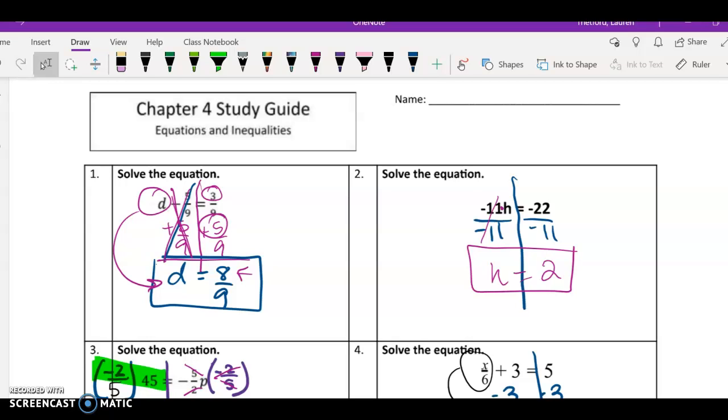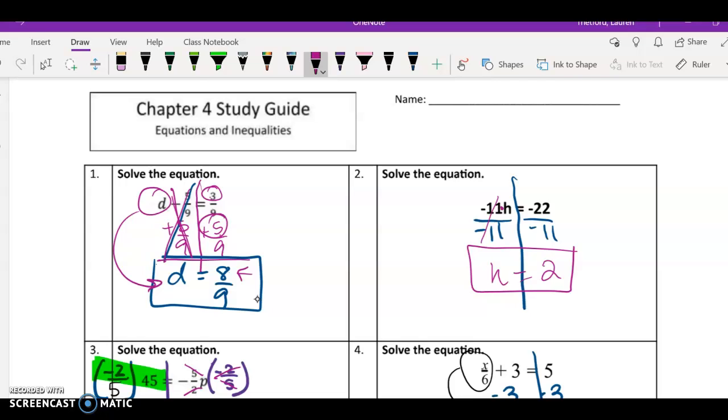So for number 1, we have d minus 5/9 is equal to 3/9. So we need to add 5/9 to both sides. And when we do that, the left-hand side cancels out. That's why I drew an X on it. And that leaves us with 3 plus 5, which gives us that 8. And then we keep our denominator. So we have d equals 8/9.